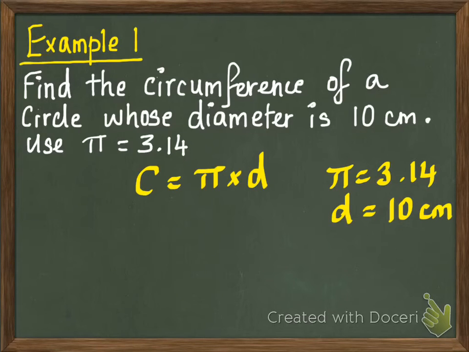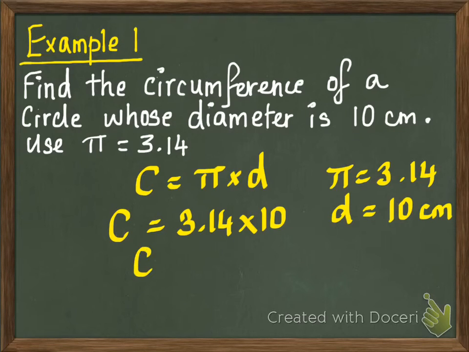So C then is equal to 3.14 times 10. The product of these is, C then will be equal to 31.4. Remember to always write the unit. This is in centimeters, so the circumference of this circle is 31.4 centimeters.